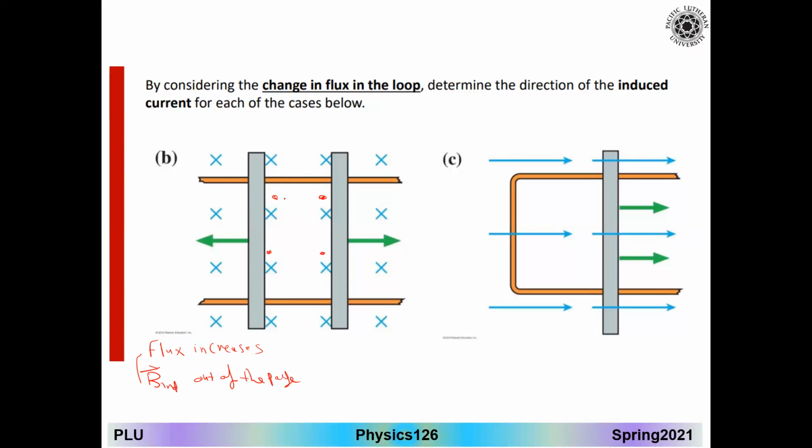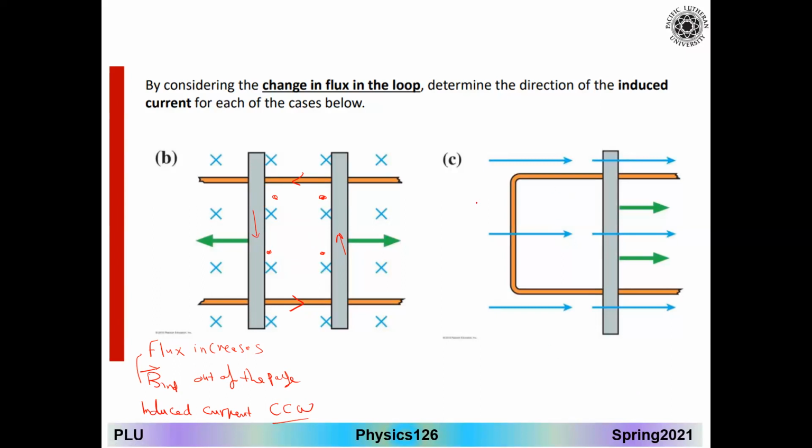Using the right hand, since we have the magnetic field pointing out, we can find the direction of the induced current in that direction here. So the induced current will be counterclockwise.